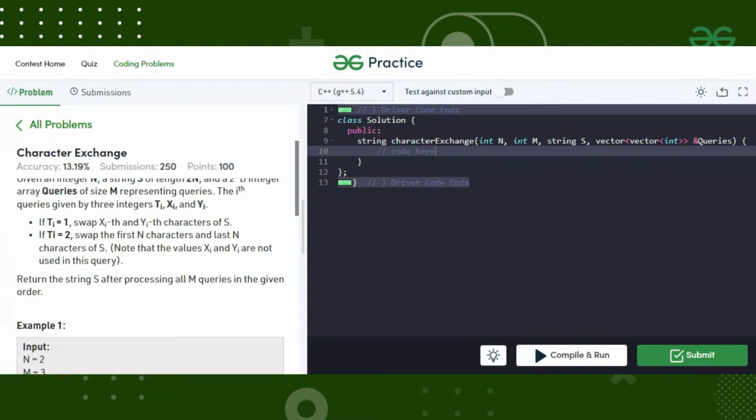And then if you need to swap the first n characters with the last n characters, in that case, rather than swapping, what you will do is update your flag variable. That is the thing that you can do. And let me share the code for the question.